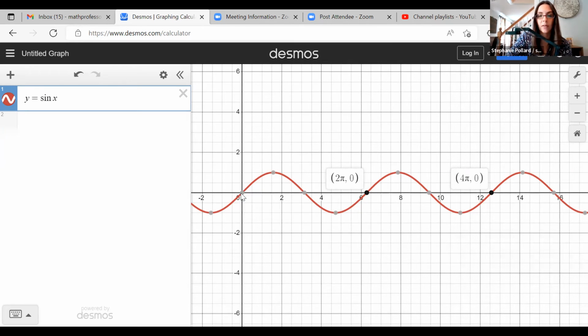So we go from 0, 0 here to 2 pi. Those are the ones we tend to focus on, because then we know we can just repeat them. And although I gave you lots of points on the handout, the 5 main points would be your 3 x-intercepts, right? So where you cross that x-axis, and then your high point and your low point.